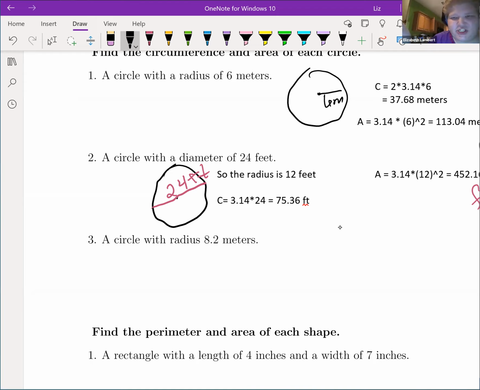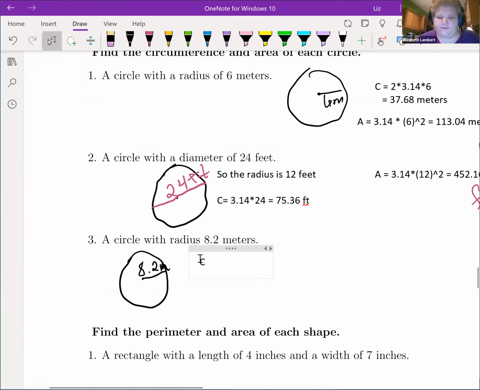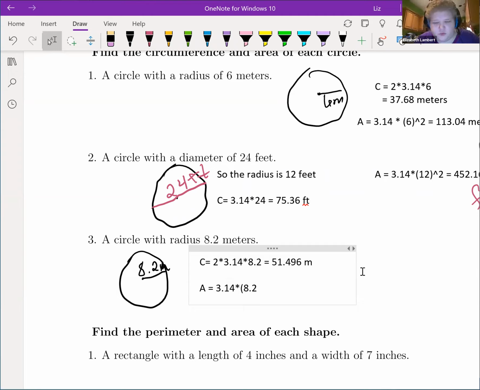All right, so now we have a radius again. So this is just like number 1. We're going to crunch it through just like number 1. It is even the same units. All right, so circumference is 2 times 3.14 times 8.2. Oh, I have to put a space, equals, why for you no do? It's been a long week. There, I needed a space in front as well, apparently. 51.496 for meters. Area, 3.14 pi r 8.2 squared.